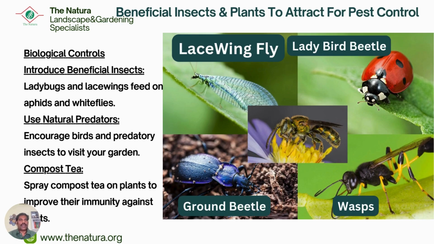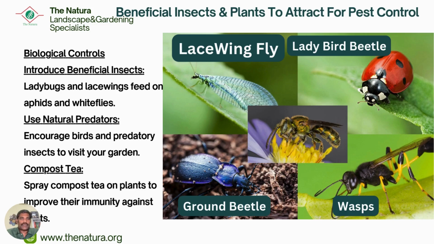And the second part: how we can control these pests and diseases. We can use beneficial insects and plants to attract them for better pest control. Here we have shown four varieties of major predator insects: lacewing fly, ladybird beetle, ground beetle, and wasps. The ladybird beetle will control whiteflies, aphids, and mealybugs. They go and eat the nymphs and insects, which reduces the population.